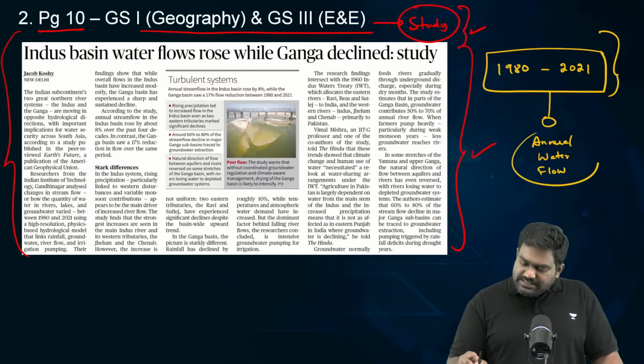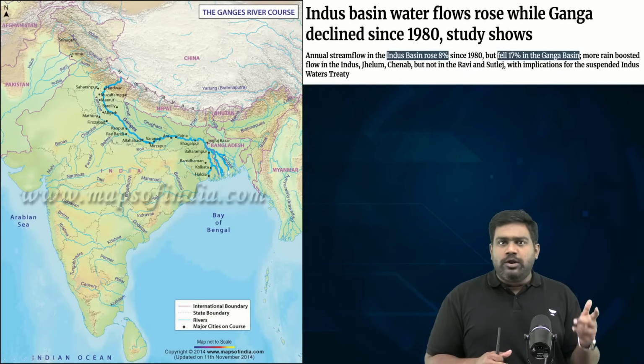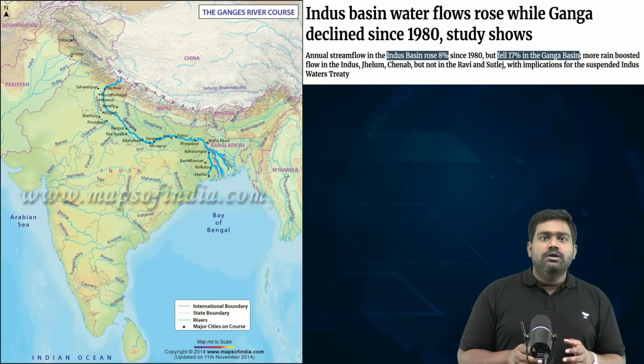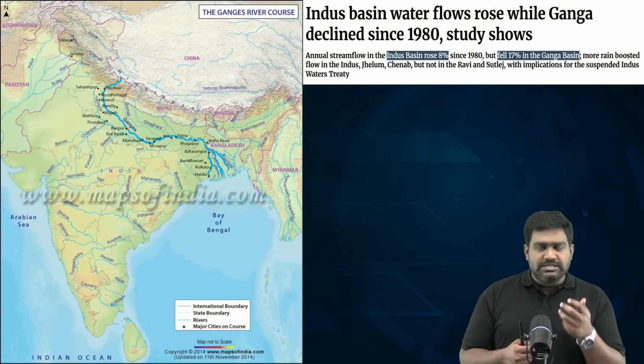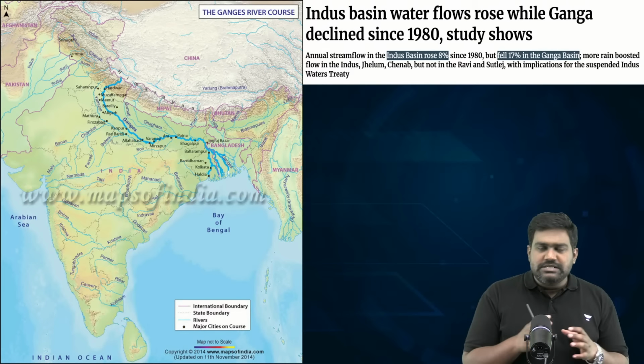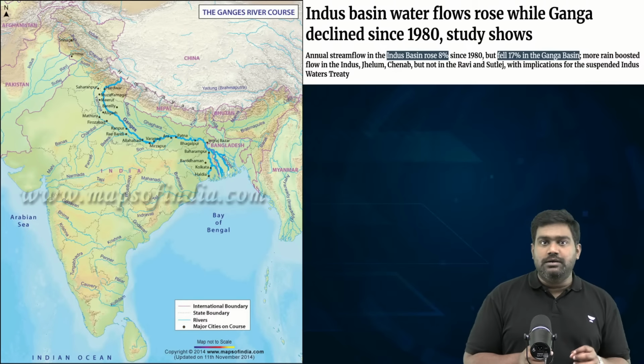And there are some interesting conclusions that the researchers have come to. And this is not just a one-off study, right? It's a study which has been peer reviewed by researchers across the world. So it has scientific weightage behind it. Now, when you look at the Indus and the Ganga River Basin, these are probably two of the most important and critical river systems of the world.